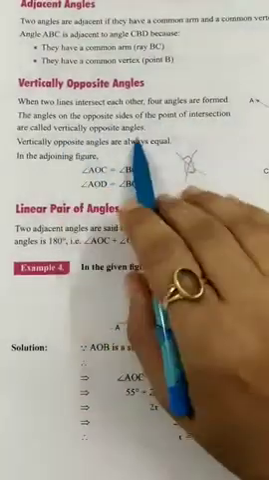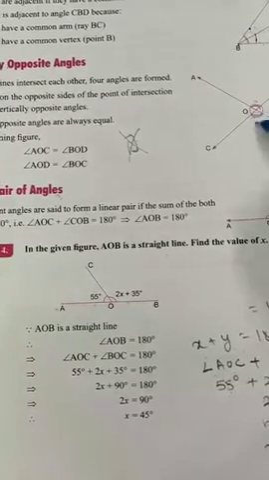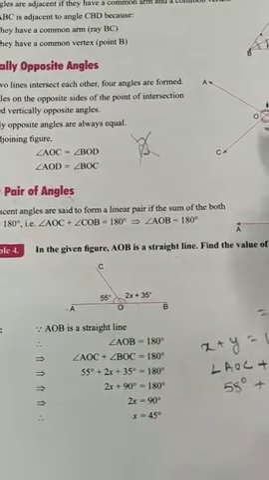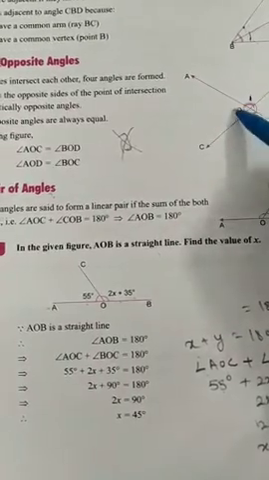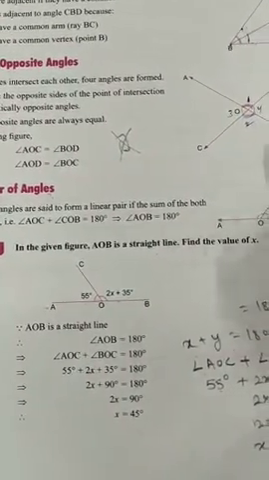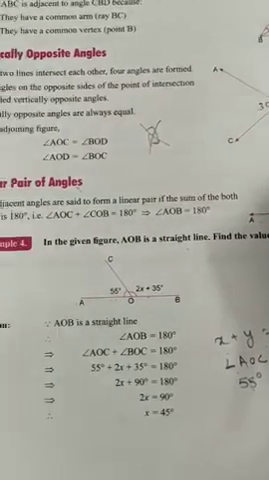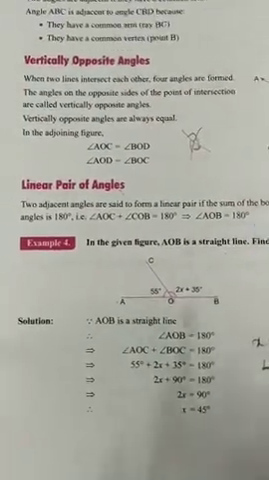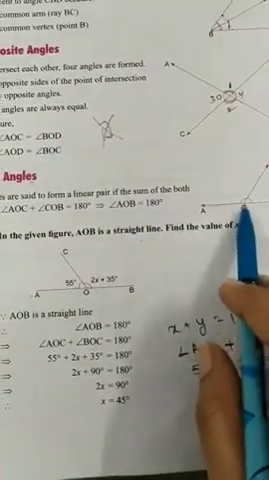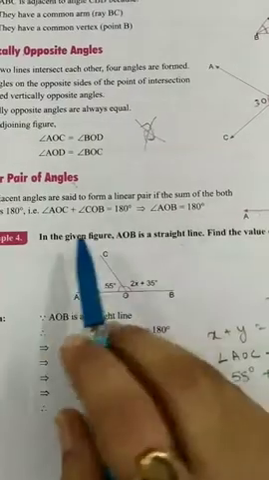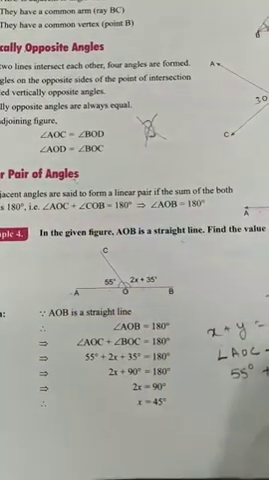Vertically opposite angles: the angles which are vertically opposite to each other, like angle 1 and angle 2. These are opposite to each other, so these are vertically opposite angles. Angle 3 and angle 4 are opposite to each other, so these are vertically opposite angles. Linear pair of angles: any two angles which are on a straight line are a linear pair of angles. The sum of that pair will be equal to 180 degrees.